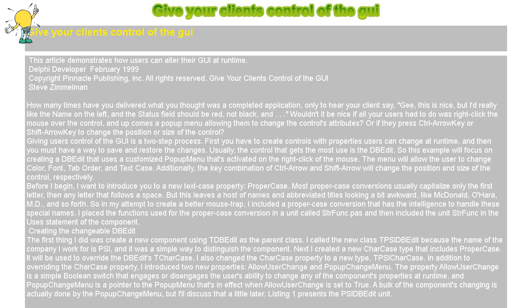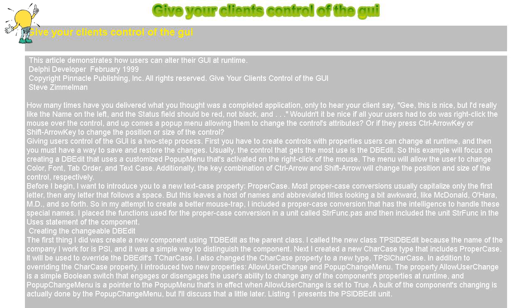Giving users control of the GUI is a two-step process. First, you have to create controls with properties users can change at runtime, and then you must have a way to save and restore the changes.